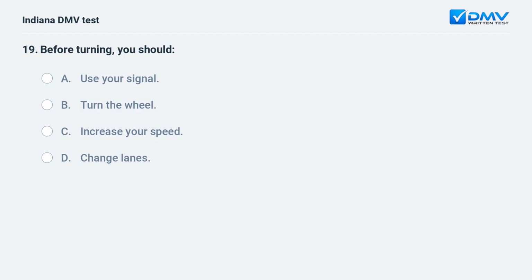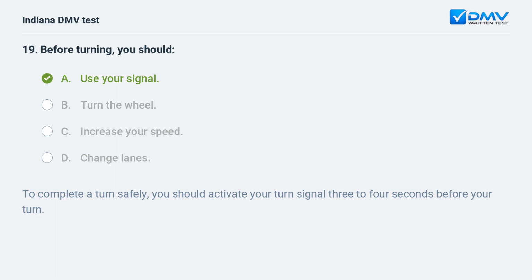Before turning, you should: A. Use your signal. B. Turn the wheel. C. Increase your speed. D. Change lanes. The answer is A. Use your signal. To complete a turn safely, you should activate your turn signal 3 to 4 seconds before your turn.